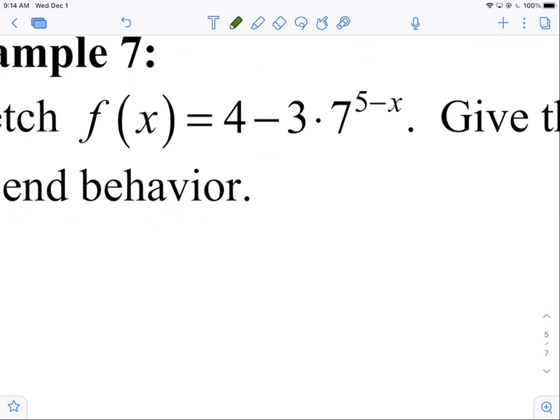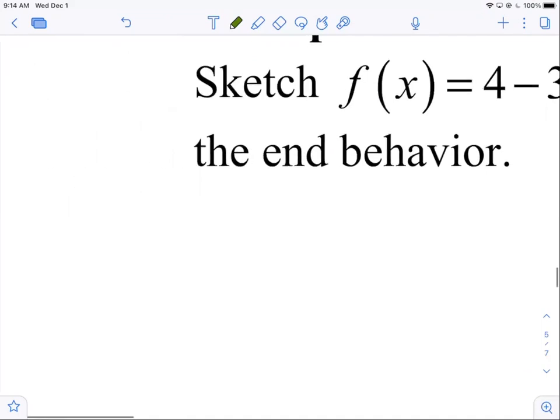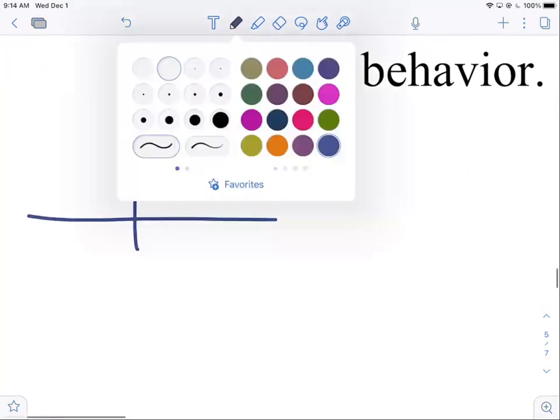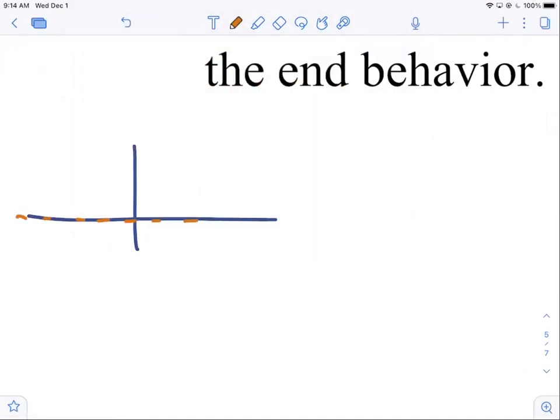It has a variable exponent and a numeric base. So the parent function is 7 to the x. 7 to the x is what? Growth or decay? Growth. So again, in your mind, if nowhere else, you imagine the parent function 7 to the x. So I like to sketch it off to the side.